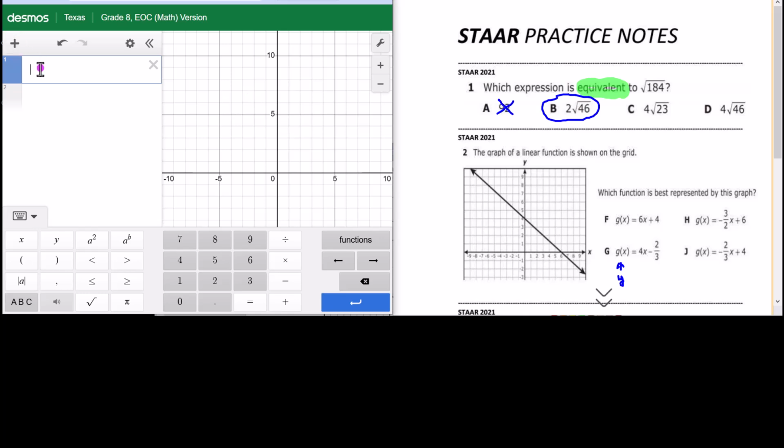So let's take a look. So I'm going to write g of x equals 6x plus 4. And as you can see, this line has a positive slope, so I'm going to go ahead and cancel that. Okay, and then I can just click right there and change this real quick to 4x, and I'm going to write negative 2 divided by 3. And I also see this is going to be a positive slope, so I'm going to go ahead and cancel that one. And the next one is negative 3 halves, so negative 3 over 2 and plus 6.